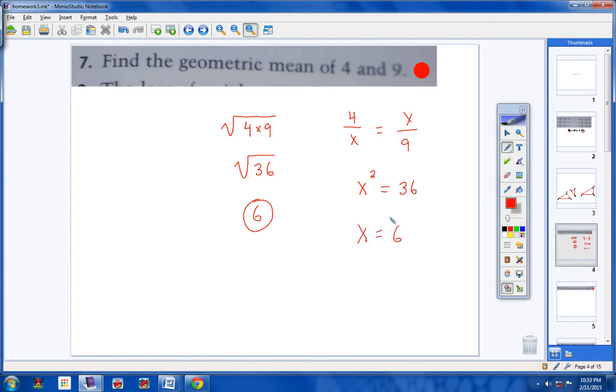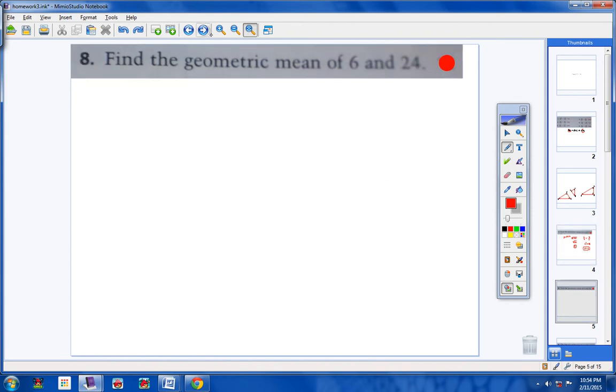By the way, whenever you're dealing with geometric mean, you always want the positive value, and that is why I did not put positive, negative over here. Okay? That's by definition of a geometric mean. Alright, moving on to number 8. Same thing again. Find the geometric mean of 6 and 24. So you can take the square root of the product of these two numbers, which would be what?